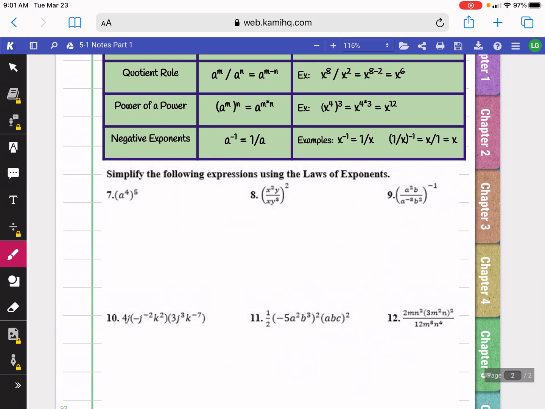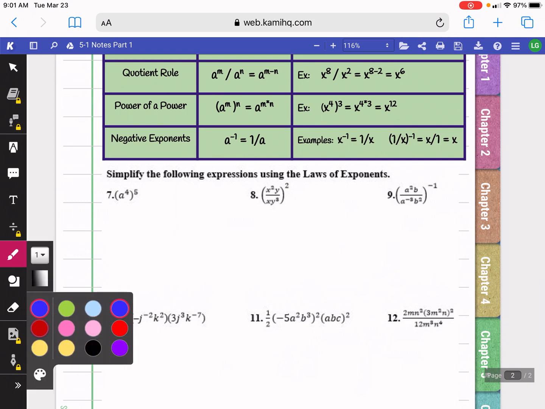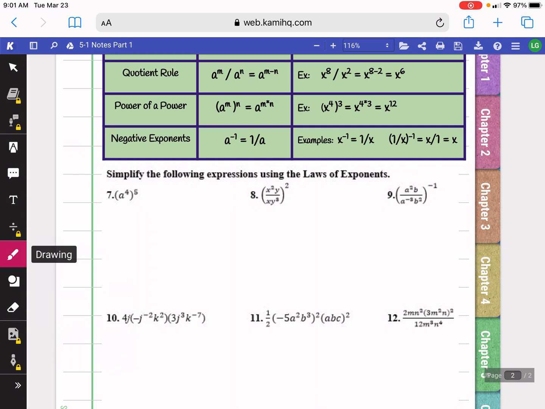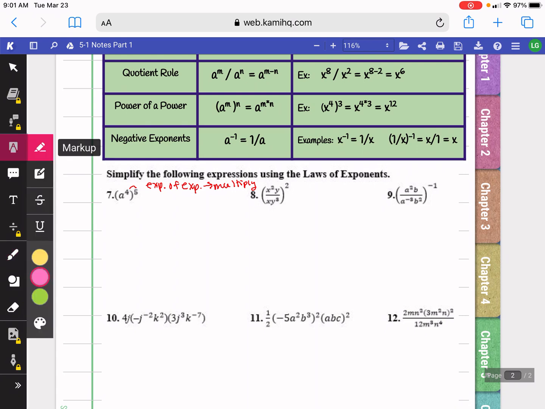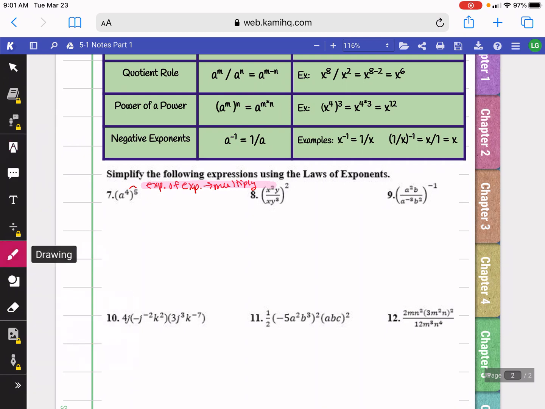These last ones, we're going to review one of the other rules, which is power of a power. Here, when you have a power of a power, like an exponent next to another exponent, you're going to multiply them. So here we're doing 4 times 5, which is a to the 20th.